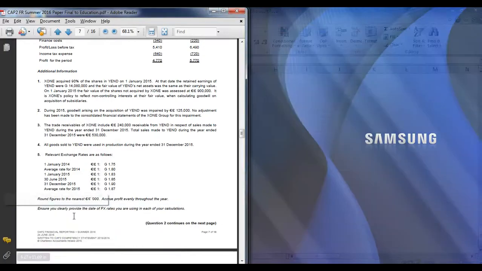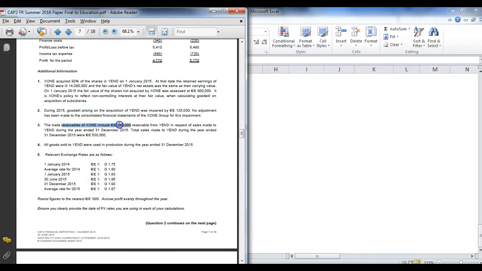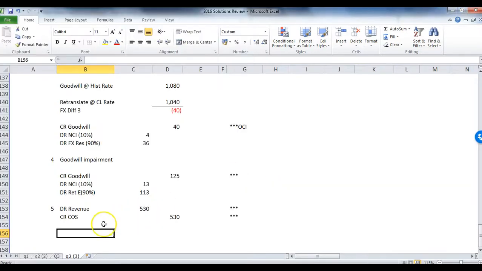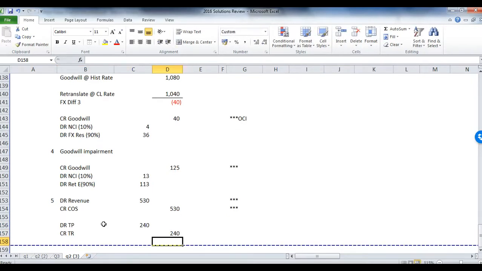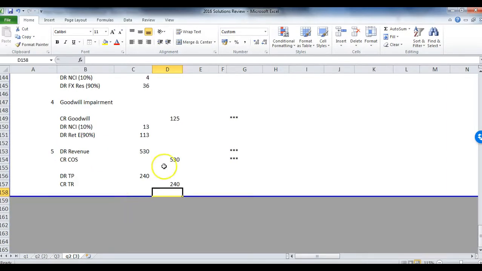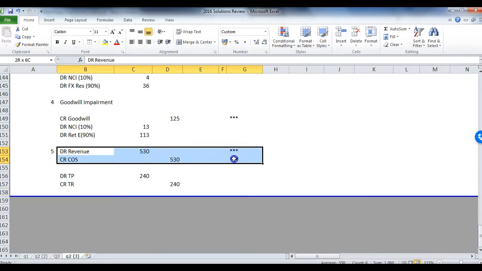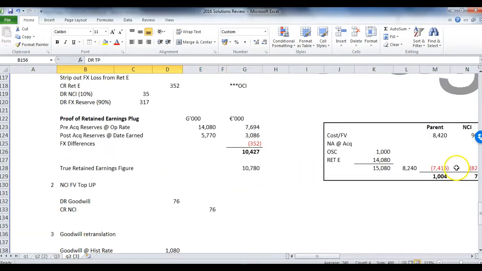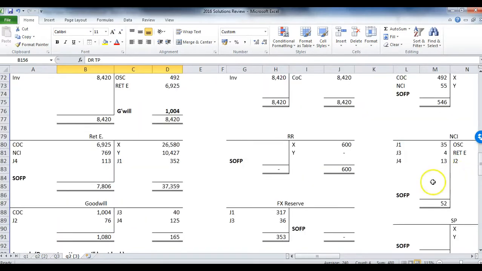The other element we're told here is trade receivables of X1 include 240 receivables from Y-end. Therefore there's an intergroup receivable again. So what you simply do is debit trade payables and credit trade receivables. These are relatively straightforward adjustments this year in terms of the intergroup trading, and there was no unrealized profit. So these do not need to go into the T accounts because they have a net nil impact, but these items do. So you can be smart with your T accounts.